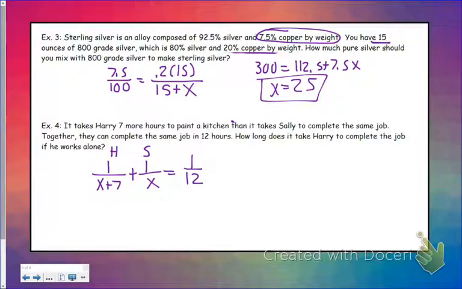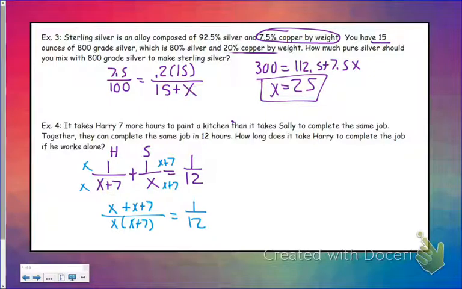So let's go ahead and get a common denominator. And this looks a lot like the rational functions we've been working with. Okay, so I end up with x plus 7 over that common denominator. And then you can either get that same denominator over here on the right and just set the tops equal, or you can cross multiply. Either way you'll get there. So at this point, I'm going to go ahead and cross multiply.